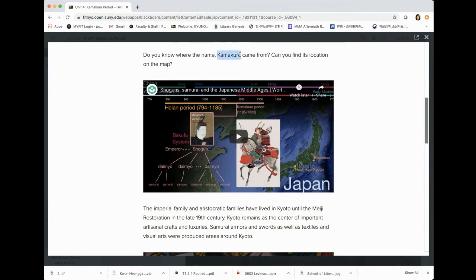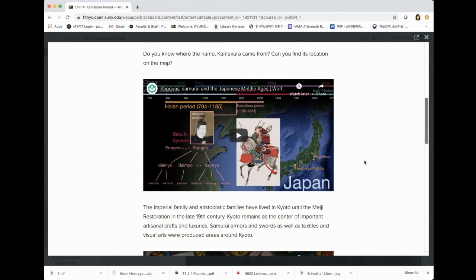So I want you to really remember, and Kamakura is the name of the town. So can you find its location on the map? I sometimes throw a question to engage you. So think about it. Where was Kamakura? It was in between Kyoto and Tokyo, right? Somewhere in between.